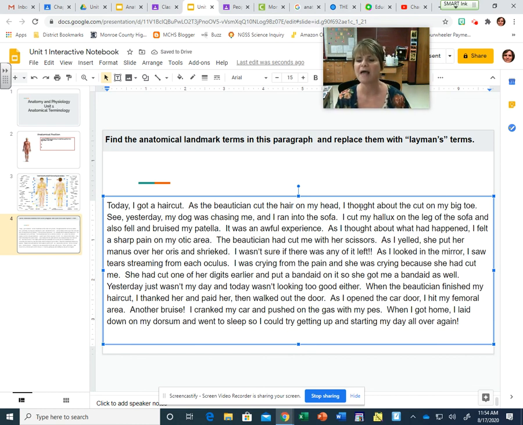There we go. And then you're just going to continue to do that until you have replaced all of the anatomical terms in this paragraph with the layman's terms, which is basically the meaning, the definition of those terms. And if I'm correct, I think there's probably around 12 to 14 anatomical terms in this paragraph.